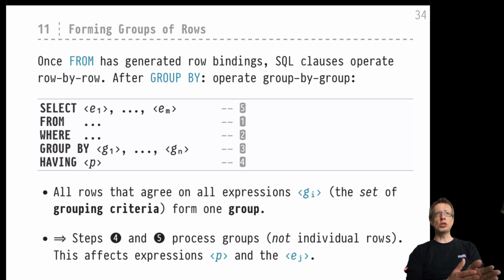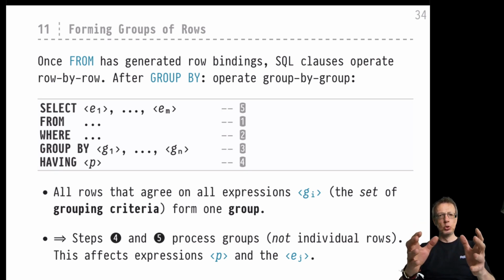GROUP BY changes all that. GROUP BY makes the query or parts of the query operate group by group. So an entire batch, a group of rows, is processed in its entirety. And this affects all SQL clauses that are produced after GROUP BY. Before the GROUP BY, we are operating row by row as usual. After the GROUP BY, we are operating group by group.